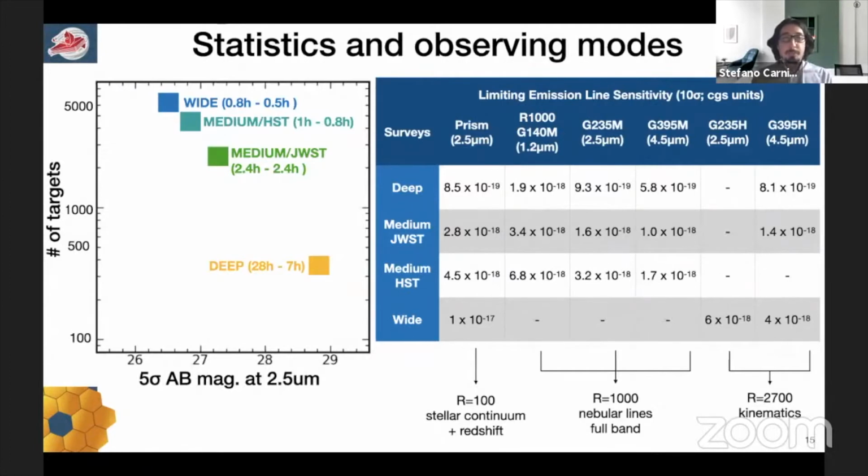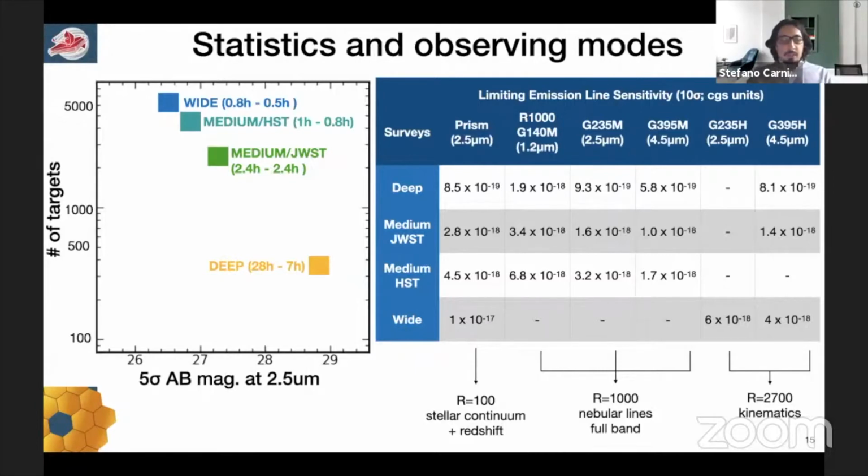For the medium and the deep surveys, we are going to use the prism and the 3 bands at R1000 to cover the whole wavelength range between 0.6 and 5.2 micron, and we are also going to use R2700 in band 3 to study the H-alpha line. While for the wide survey, we are going to use the prism and the 2 bands at R2700 to study, as I said, the line kinematics and the properties of the nebular lines.